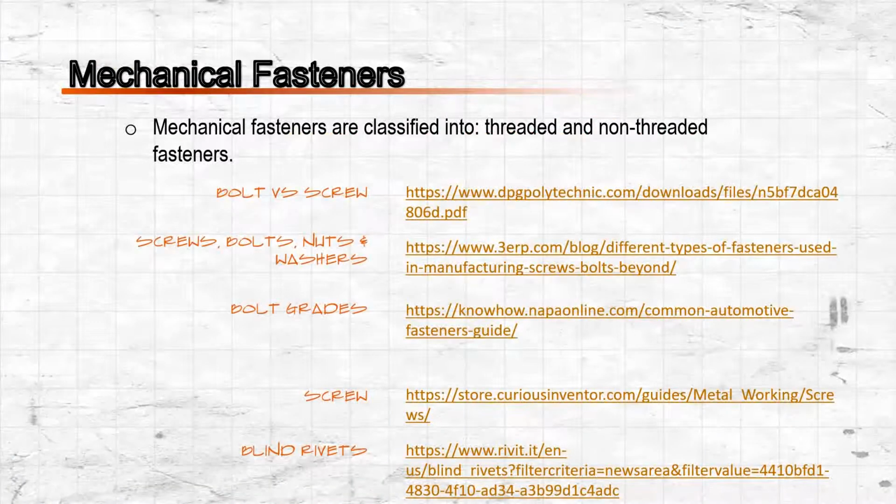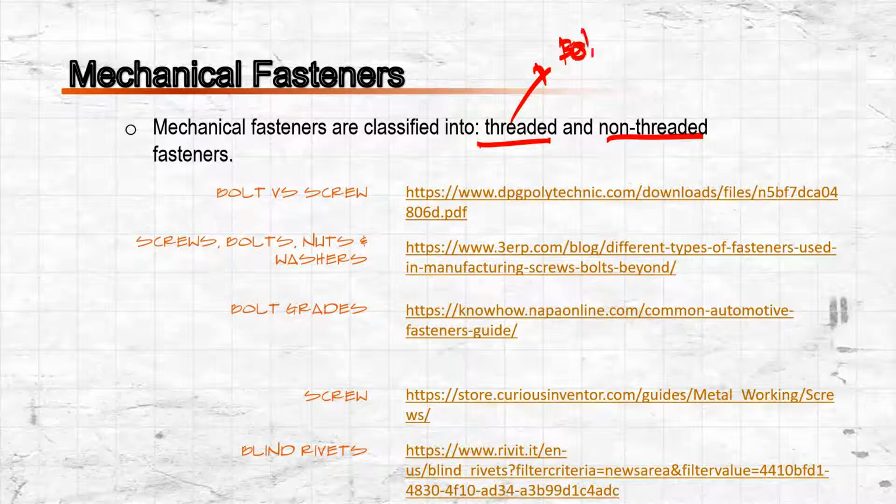All right, now let's talk about mechanical fasteners. A mechanical fastener is a type of joining process, and they are classified into threaded or non-threaded. When I say threaded, the typical examples are bolts and screws, and for non-threaded, the typical examples are pins and also rivets.